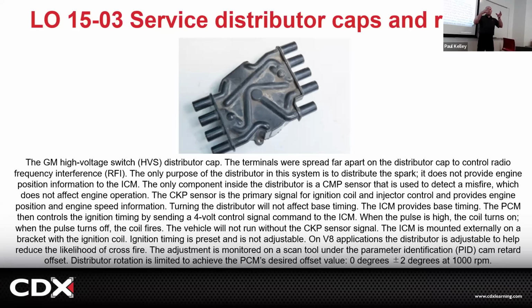Right. And then from there, you can move it a little bit, but it splines in on a gear, so you can't turn a whole circle. You have to have it TDC cylinder 1 with the rotor pointing at 1, and then drop it in, and then you can fine tune it after.